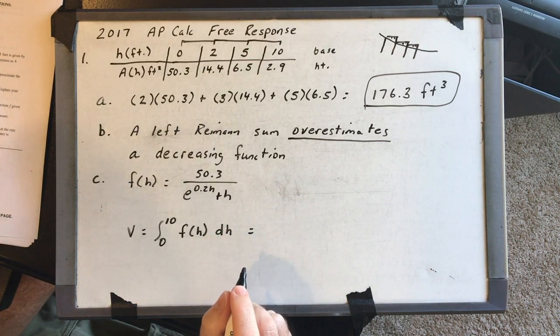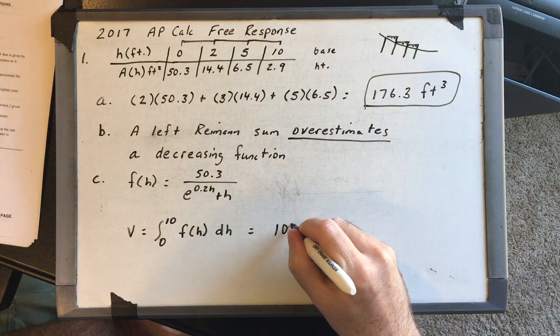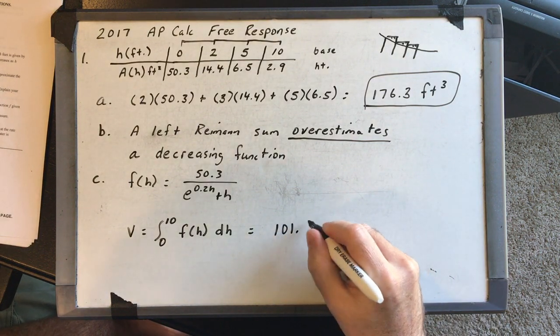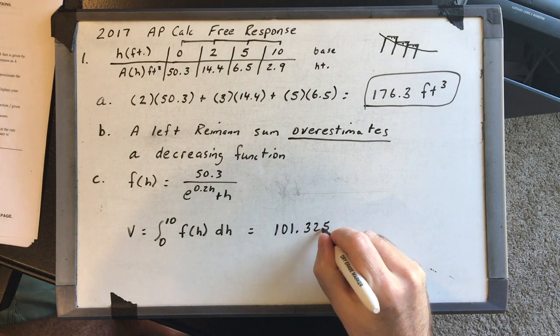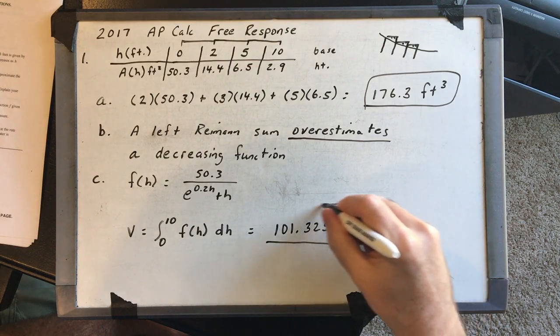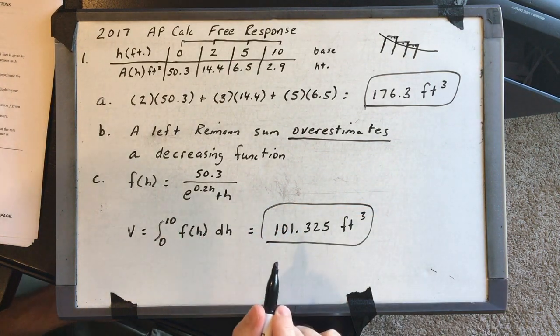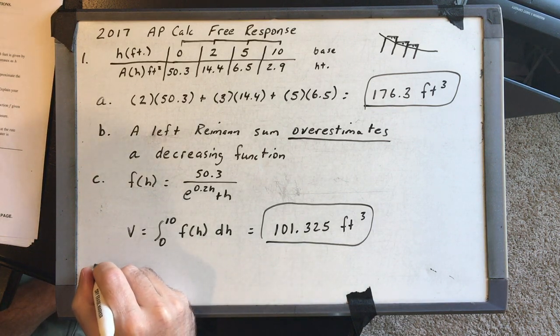And then when you put that in your calculator, go ahead and give that a try, and let's take it out to the thousandths place. So it'd be 101.325 cubic feet. Okay, so give that a go in your calculator and see if you can get that.